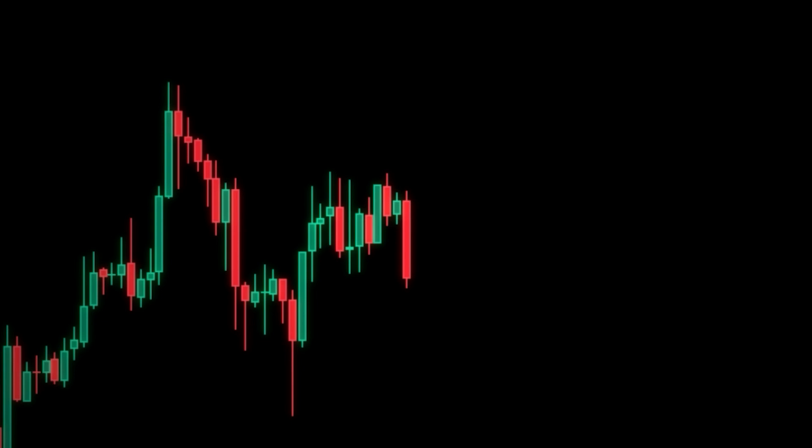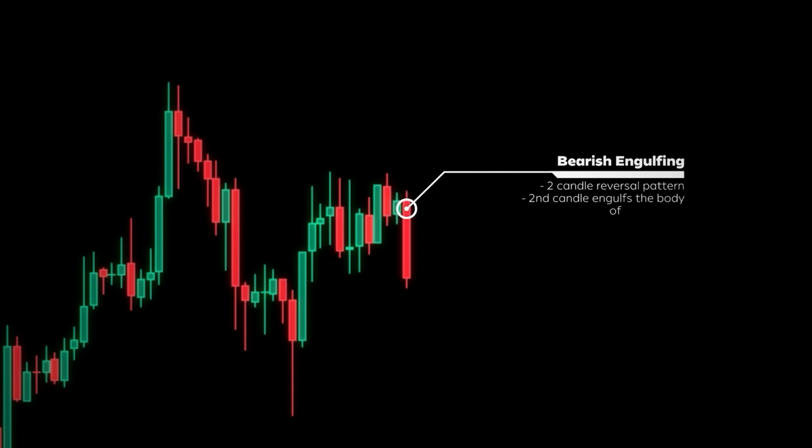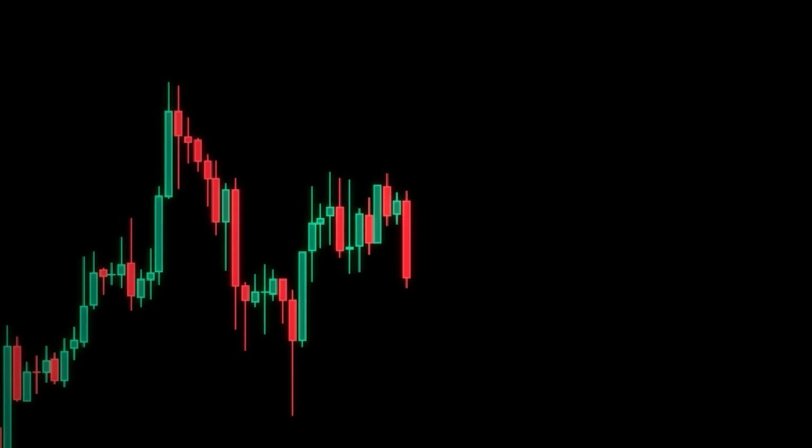And of course, the bearish engulfing candlestick is just the opposite. It also consists of 2 candlesticks, but the first one should be a small green move to the upside, followed by a larger bearish candlestick that completely covers the previous candle's body. This pattern indicates strong selling pressure, as the second candle's bearish momentum overtakes the previous bullish sentiment.